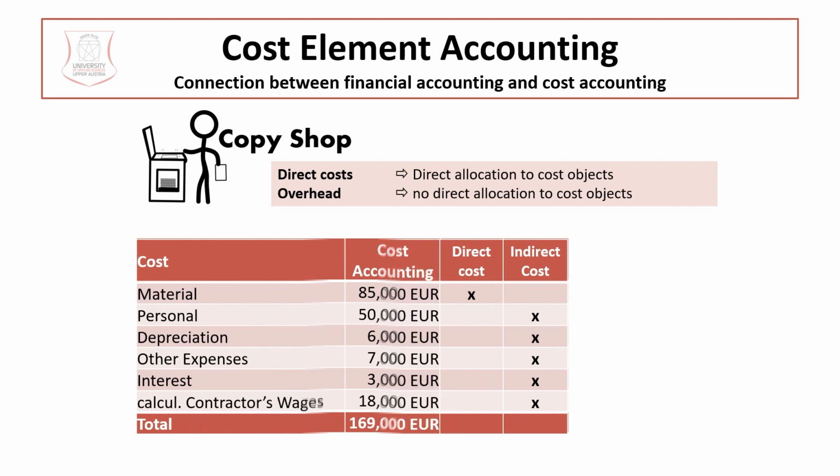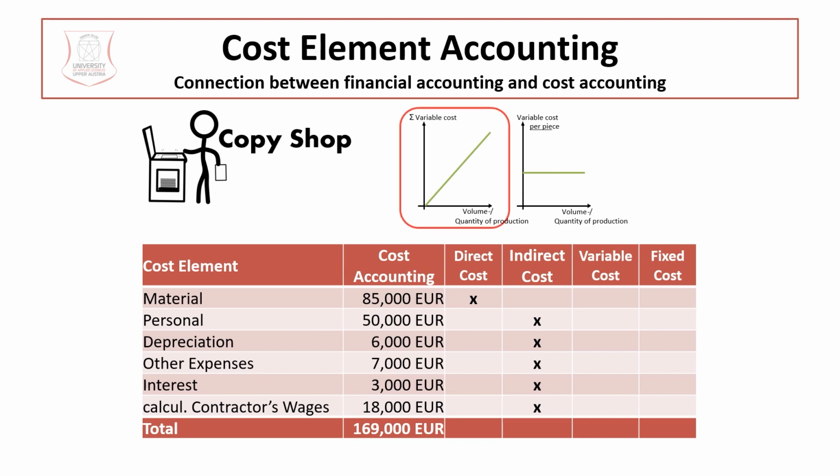Direct and overhead costs differ in the way they can be allocated to the cost object, i.e. the end product. In our case, these are copies. We are a copy store, which is why it is quite clear that materials such as paper and toner are direct costs. But all other items such as personnel, depreciation or other expenses cannot be directly allocated to the cost object and are therefore assigned to the overhead costs category.